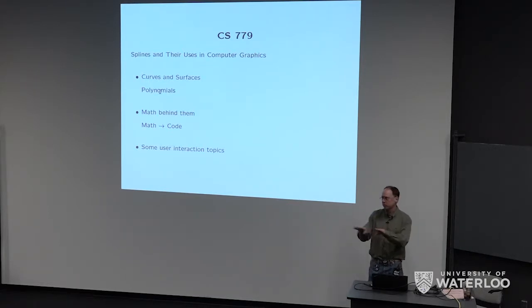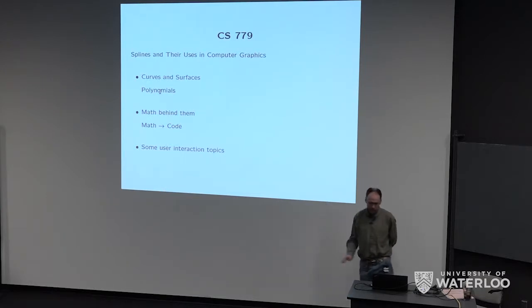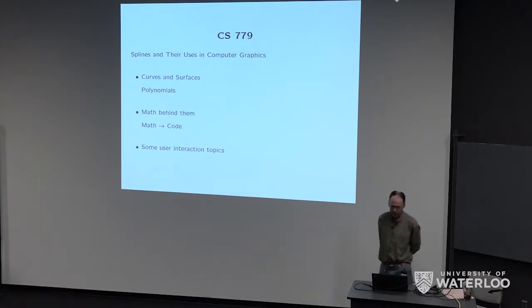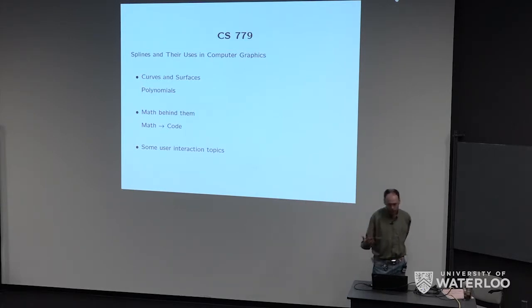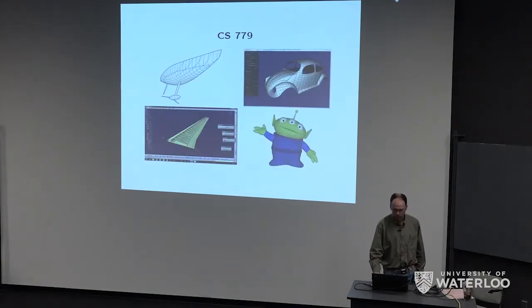What spline means are piecewise polynomial surfaces. And a lot of the course is looking at the math behind these things. And a lot of the assignments are taking the math and converting it into code. There are some user interaction topics, but most of the emphasis is on the representation of the curves and surfaces.